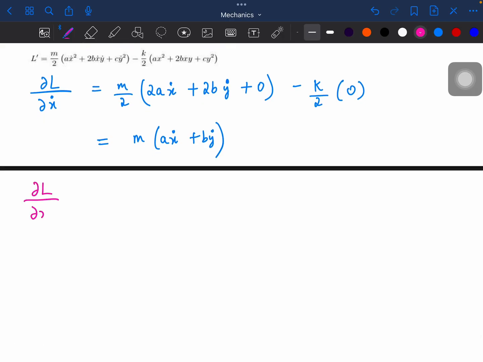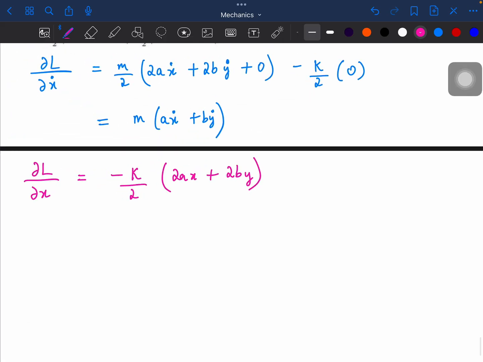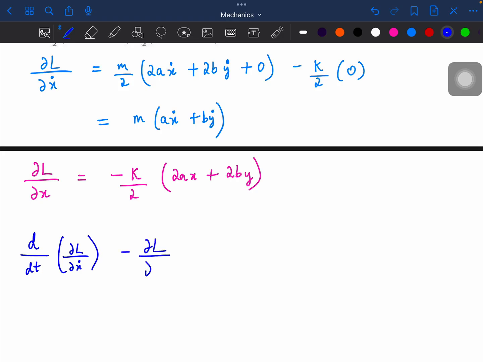Similarly, if you find ∂L/∂x, in the kinetic term there is no x, so that will be 0. And we have the next term, minus k/2 into (2ax plus 2by). Now we are ready to form our Euler-Lagrange equation. The Euler-Lagrange equation says that d/dt of ∂L/∂x dot minus ∂L/∂x is equal to 0.